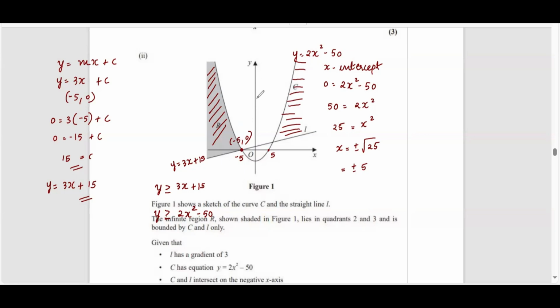Left-hand side of the y-axis means, we know the y-axis is basically x is equal to 0. The equation of the y-axis is x is equal to 0, and we are considering only the region towards the left of it. We cannot say less than or equal to, we can say only x is less than 0, because we are considering the region towards the left-hand side.